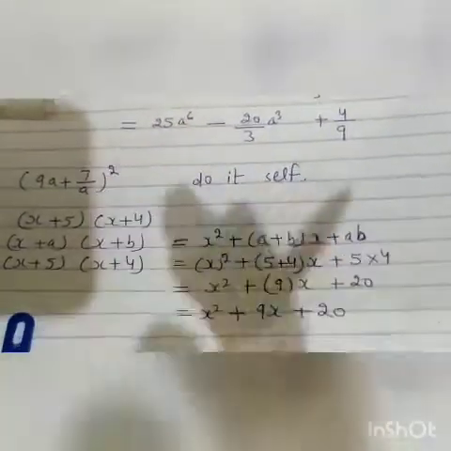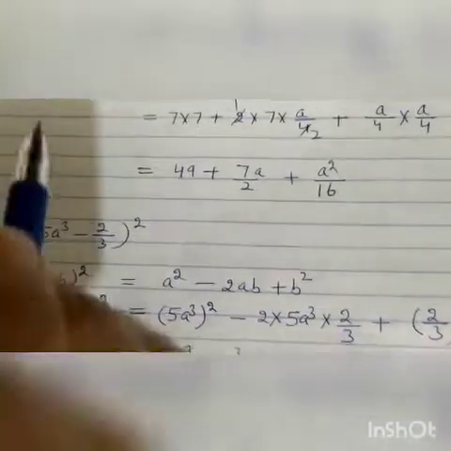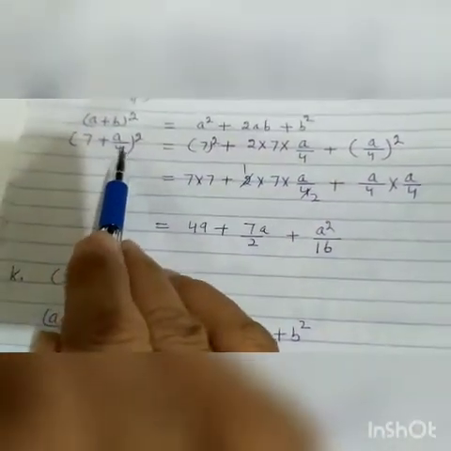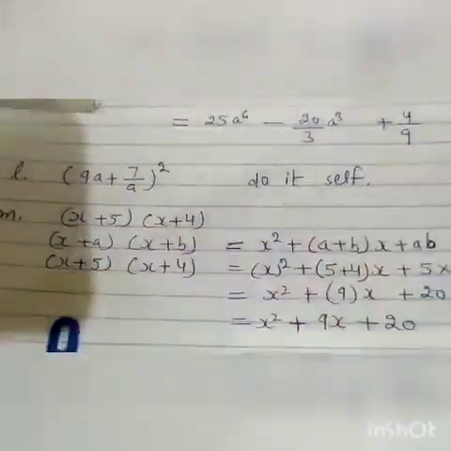Next part, L. (9a plus 7a) whole square. You will do it as we have done part J. So do it yourself.